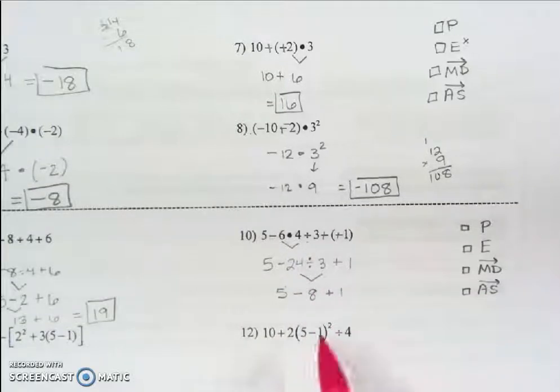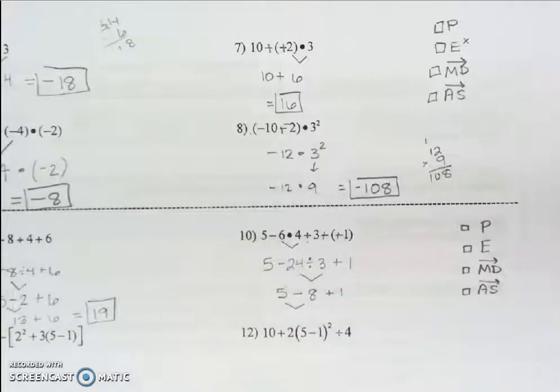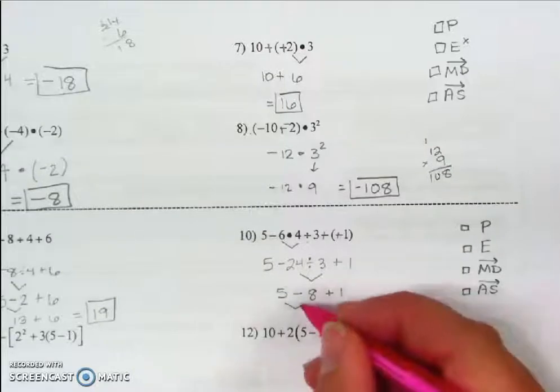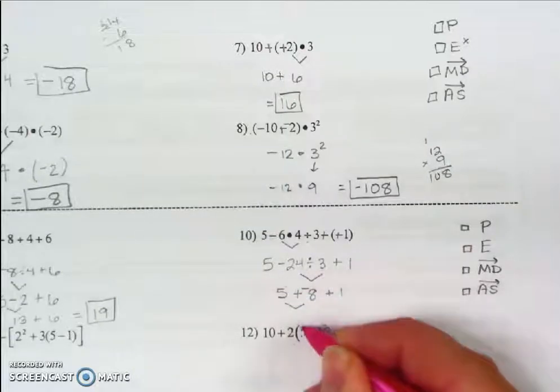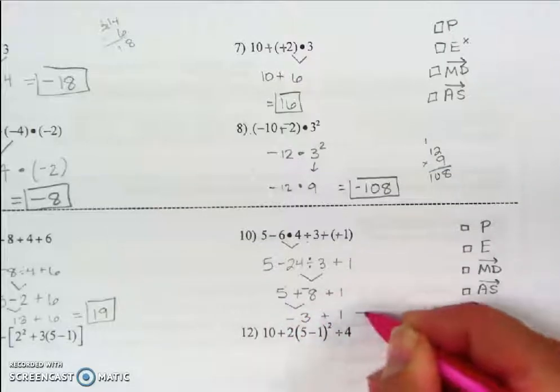And now that all I'm left with is subtraction and addition, I perform it left to right. So 5 minus 8 is what's going to happen first. 5 take away 8, or 5 plus negative 8, is going to give us negative 3. Plus 1, we can finally work out.